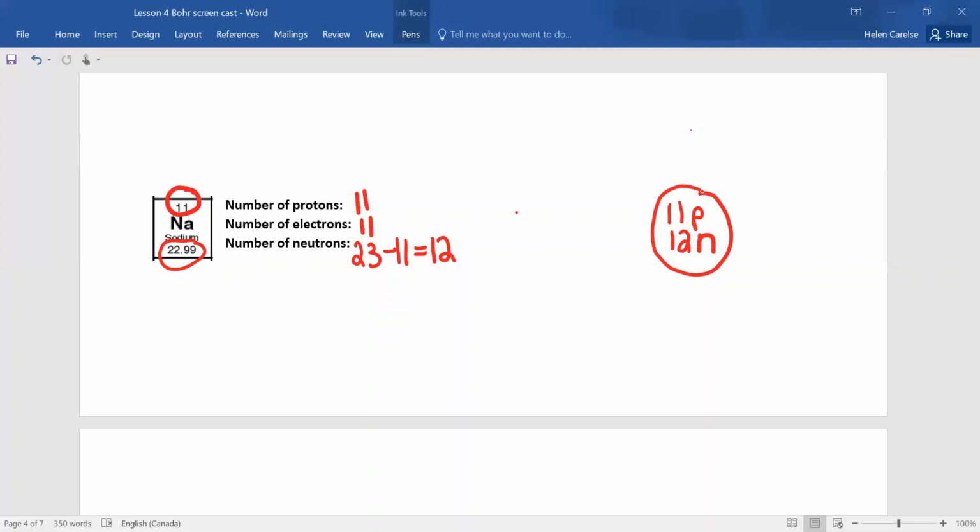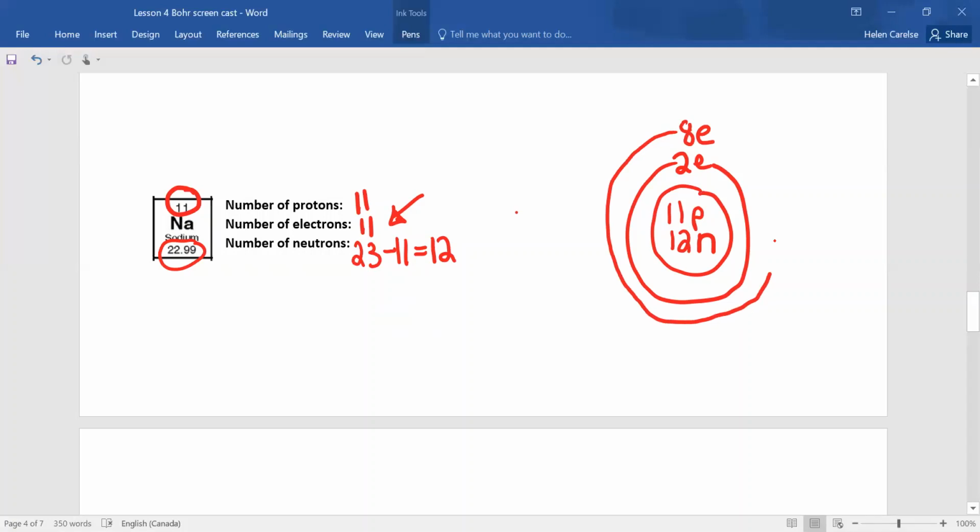So we've got 11. We'll put 2 in the first shell. We still have 9 left. Started with 11. We put 2. We've got 9. Now the next shell only holds 8. So we'll put 8 electrons there. That shell's now full. But we had 11. So 8 and 2 is 10. So we have 1 electron left, and he moves up to the next shell.